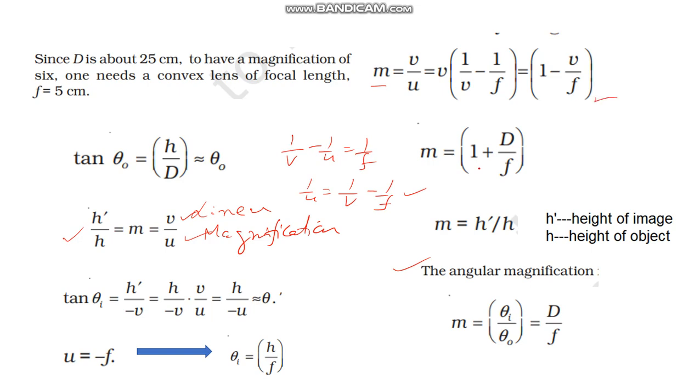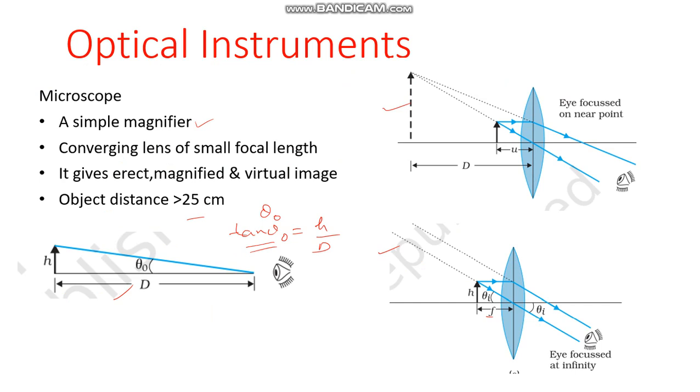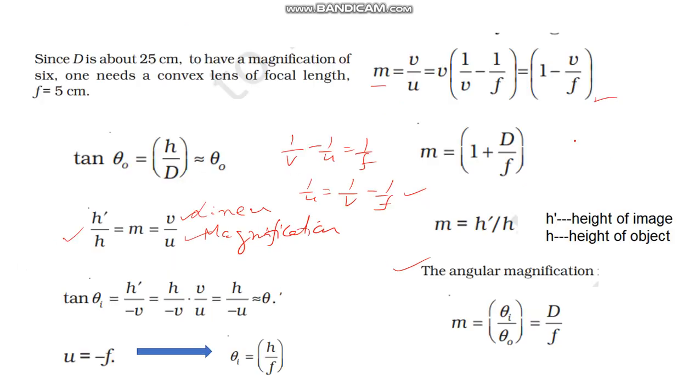Now here if you see the diagram, the rays are in this direction, and we measure dimension in this direction. So this will be minus. So v will be equal to minus d. So this equation has become m is equal to 1 plus d by f, if the object is placed at the near point.